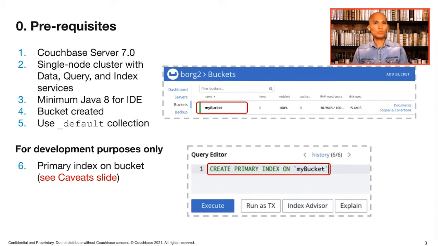Our IDE will require at least Java 8. We'll need 1 bucket on the cluster. And for now, we'll use the default collection that comes with the bucket. Lastly, we'll create a primary index on the bucket.